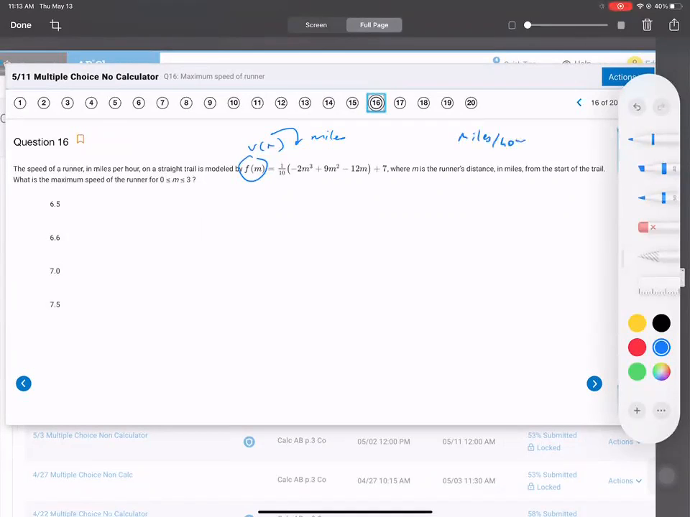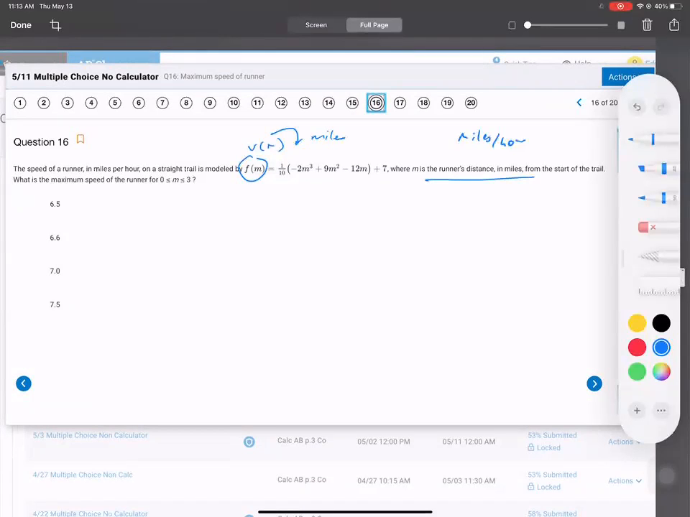Right, that's what our speed would be. So let's go ahead and find the speed of a runner in miles per hour, which is modeled by this, where m is the distance in miles.